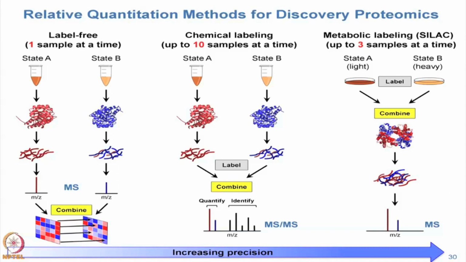Multiplexing-wise, you can do three samples at a time. Pictured are only two. You can do light and heavy. The third one would be medium. With a TMT-10 reagent, you can put together 10 samples.